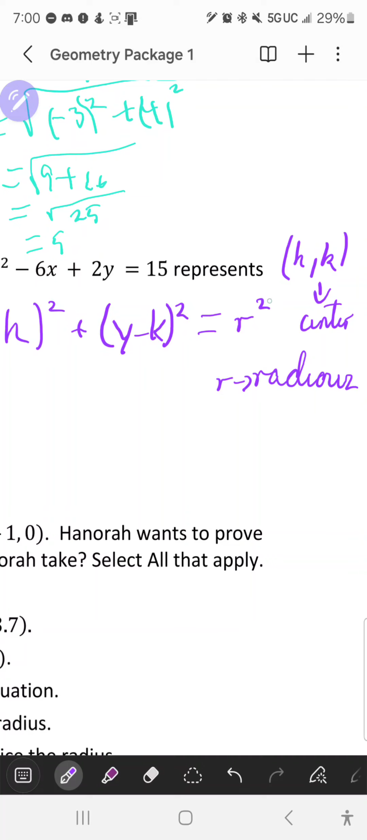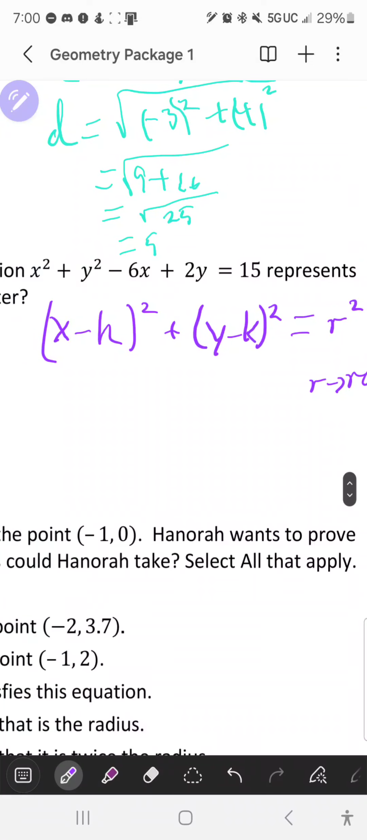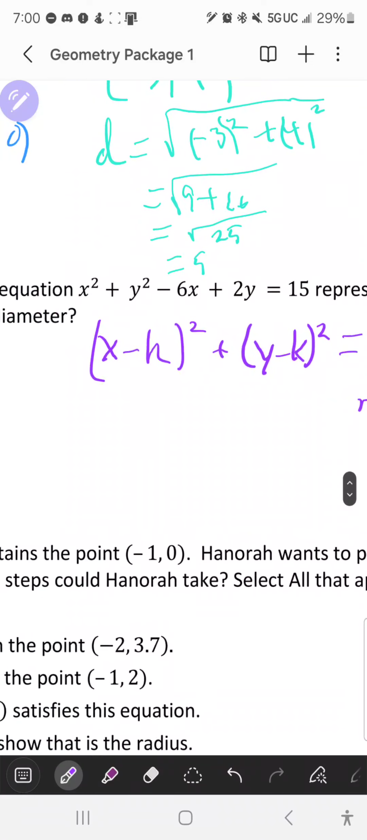Something to take into account is that the number you see here is the square of the radius, it's not the radius itself. What we need to do now is group this. I have that x squared minus 6x plus y squared plus 2y equals 15.